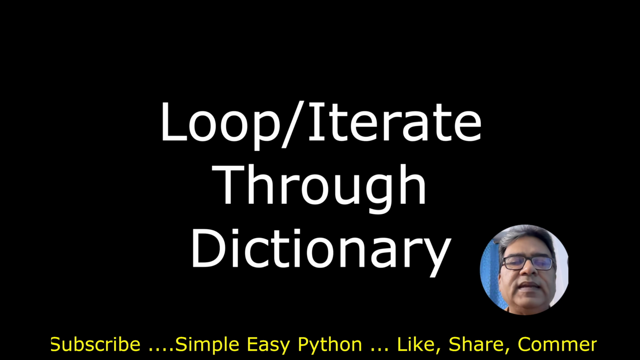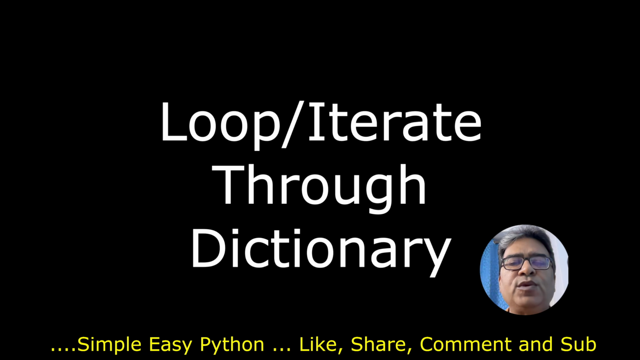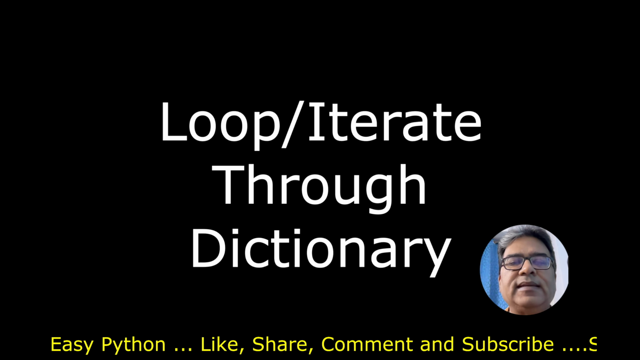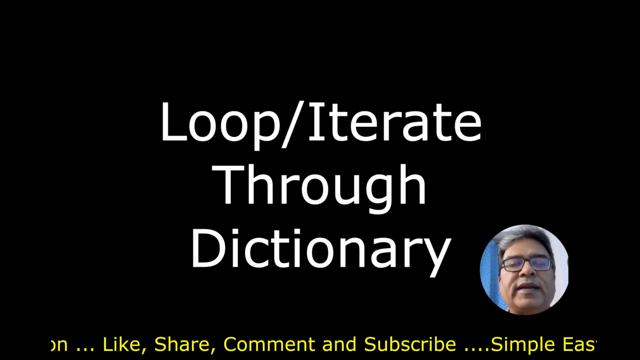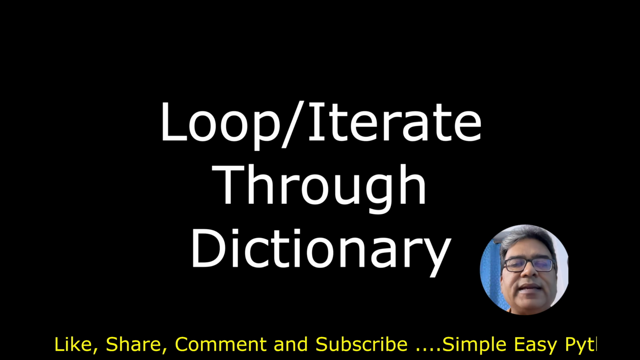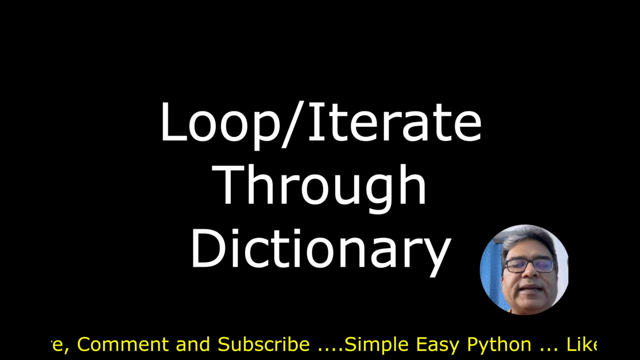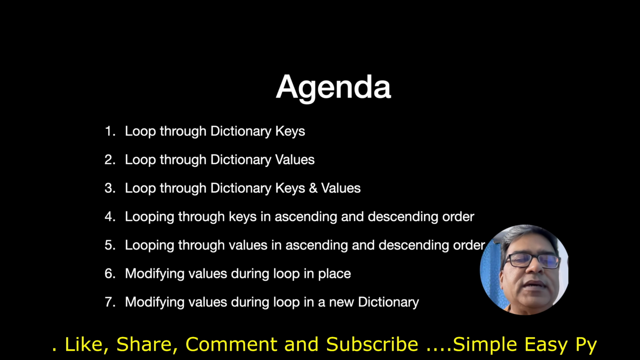Hello everyone. In this series on loops and iteration, so far we have seen how to loop or iterate through sequences like lists, number ranges and so on. But what about dictionaries? Dictionaries consist of key and value pairs. So how do we loop or iterate through a dictionary?